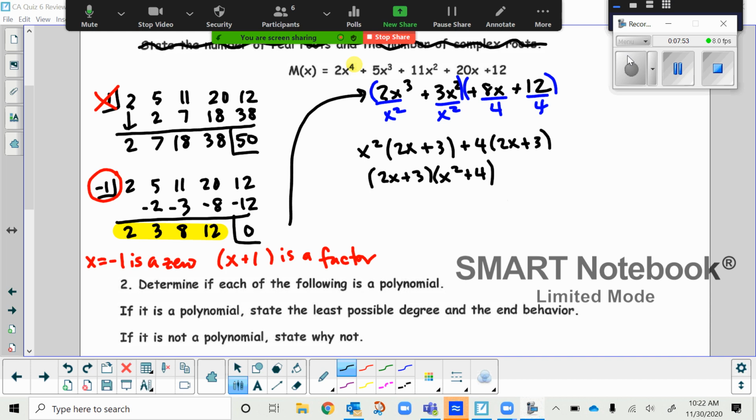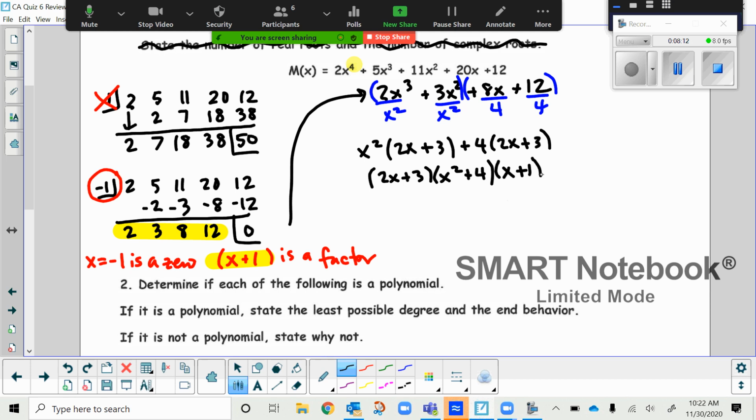So now we have factored by grouping. I've got 2x plus 3, I have x squared plus 4. Please remember, I also have this x plus 1 from my first round of synthetic division. So I'm going to throw that in there as well.